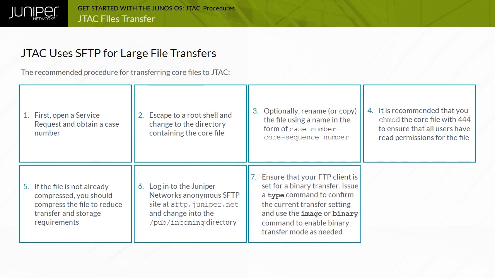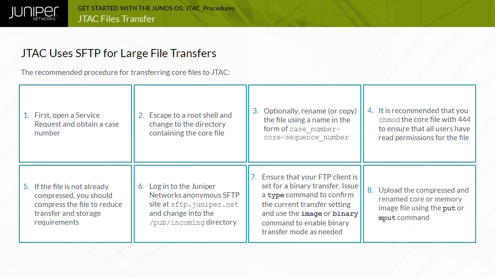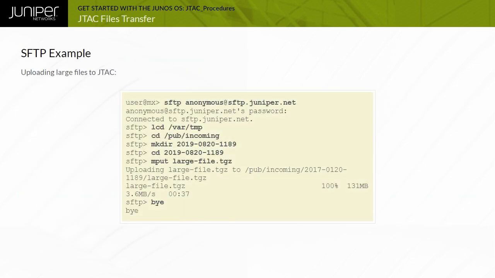In many cases, the client defaults to the correct transfer type. Issue a type command to confirm the current transfer setting and use the image or binary command to enable binary transfer mode as needed. 8. Upload the compressed and renamed core or memory image file using the put or mput command. The procedure for uploading a large file to JTAC directly from a Junos device is displayed.